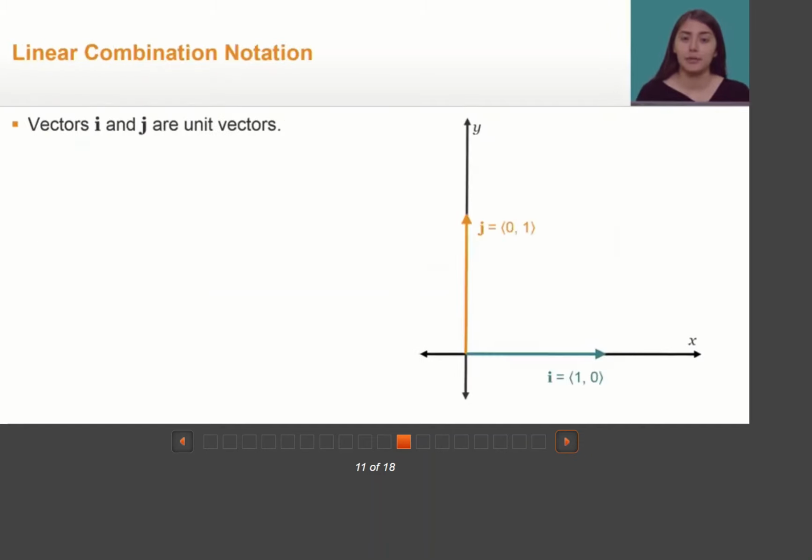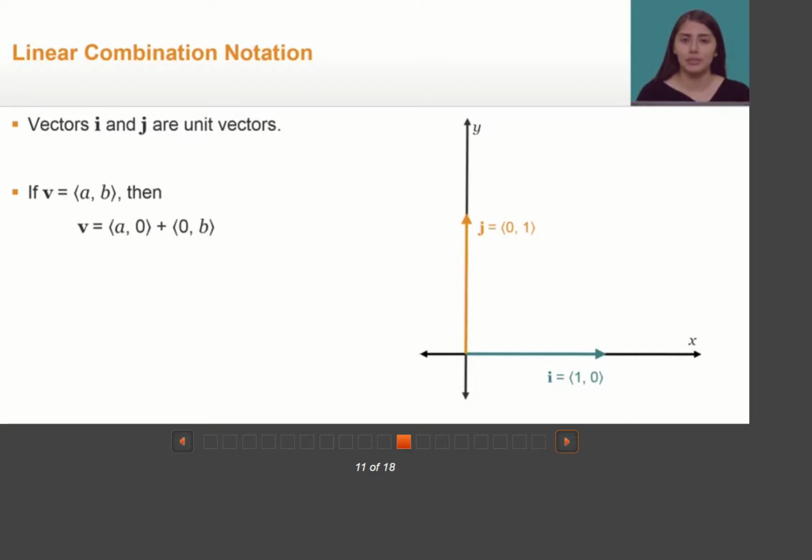Vectors i and j are special unit vectors. Vector i is the length of 1 on the x-axis, and vector j is the length of 1 on the y-axis. These vectors are useful, as they help us write vectors in another notation.